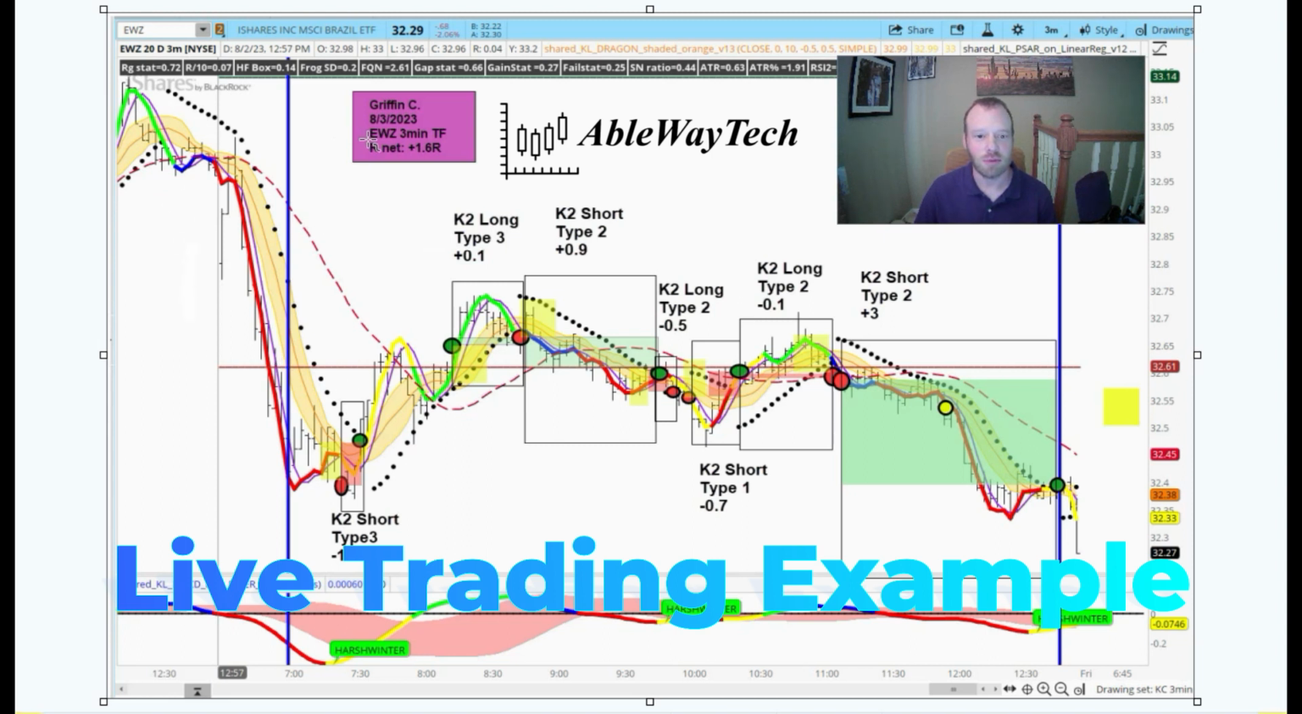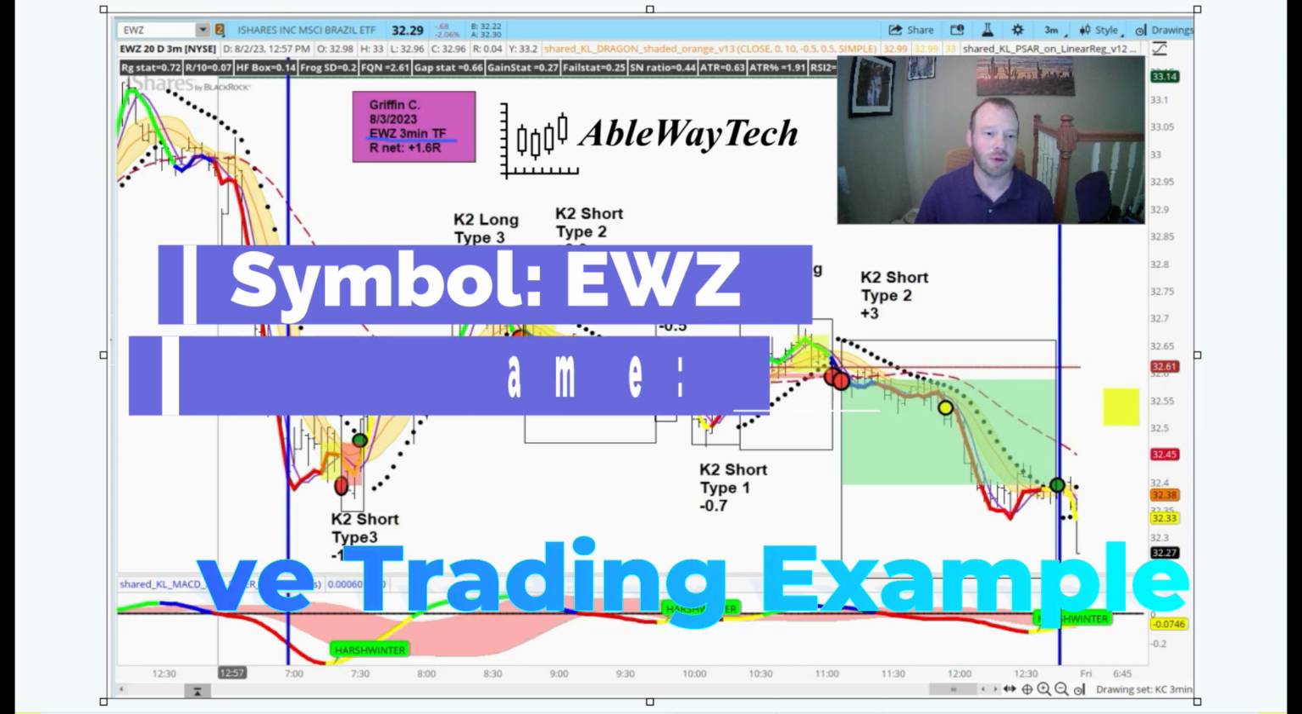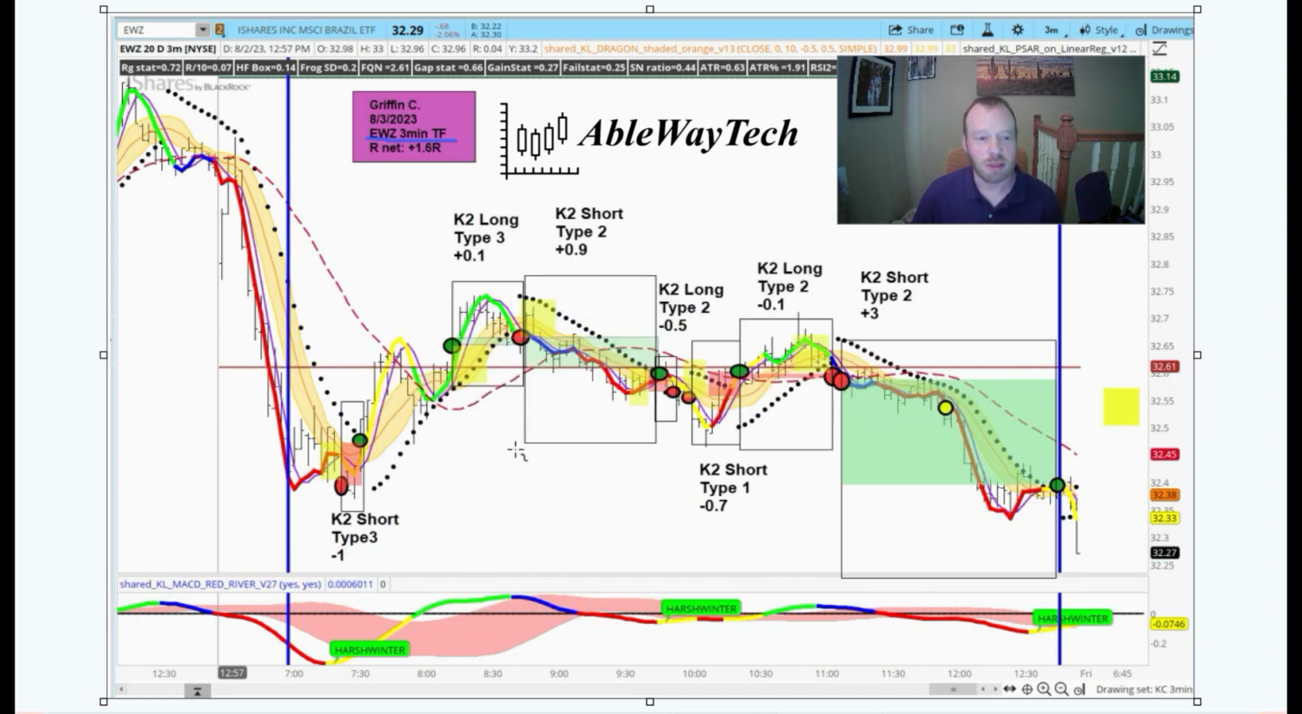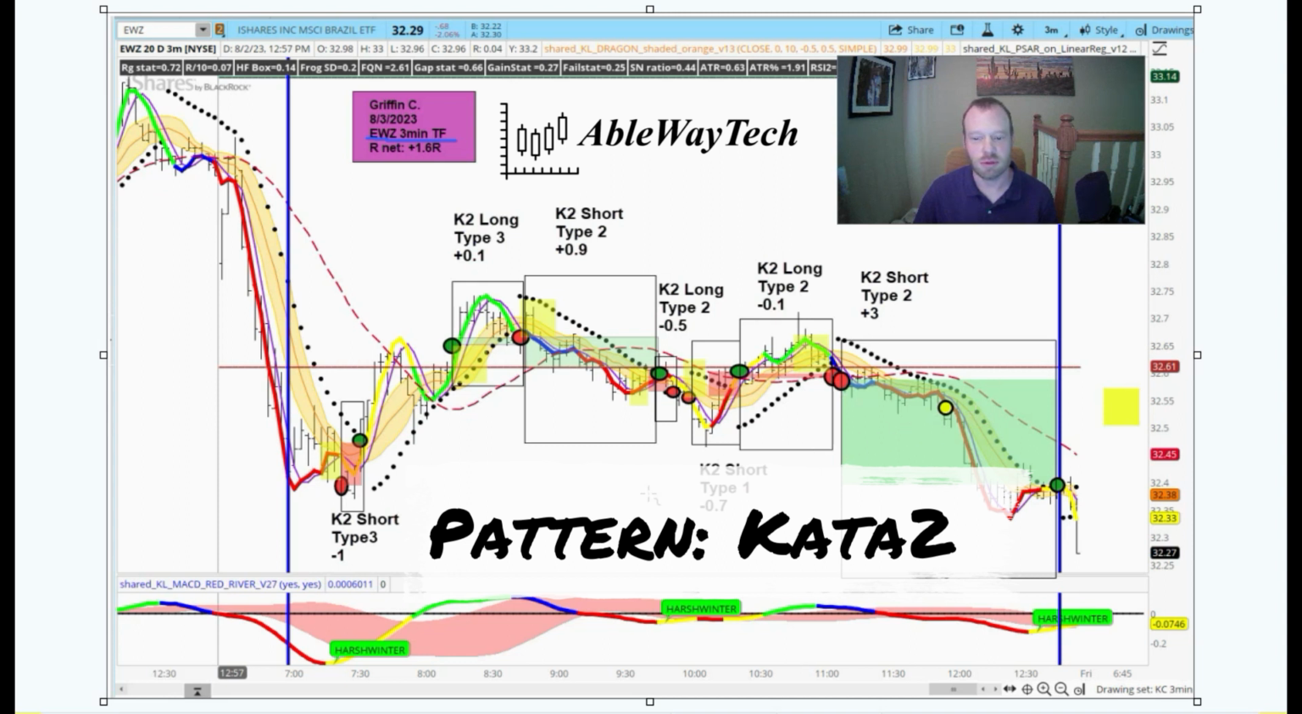This is EWZ on the 3-minute time frame. We're in the Kata Challenge Workshop in our Applied Systems Development course right now, and we are practicing the Kata 2 pattern. As you'll see on this chart, I was taking only the Kata 2 patterns.